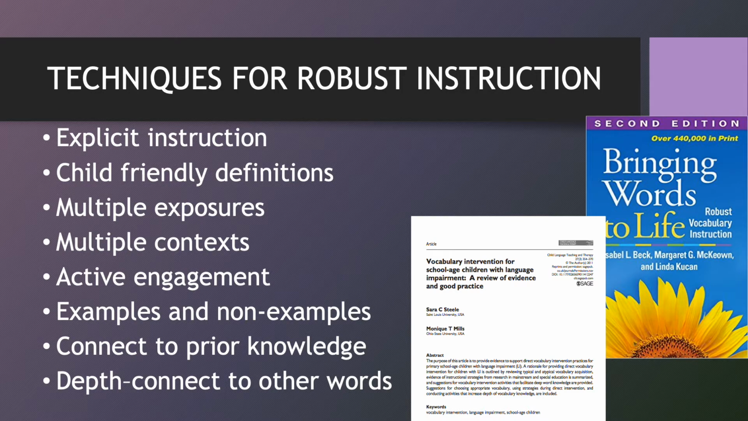First of all, we should use explicit instruction. We need to teach the words directly. We should use child-friendly definitions, and we should provide multiple exposures to the words in multiple contexts. So lots of practice has to be repetitive and contextualized, and we should actively engage the students by having them say the words, practice putting the words in sentences, and so on. So really keep it active rather than passive.